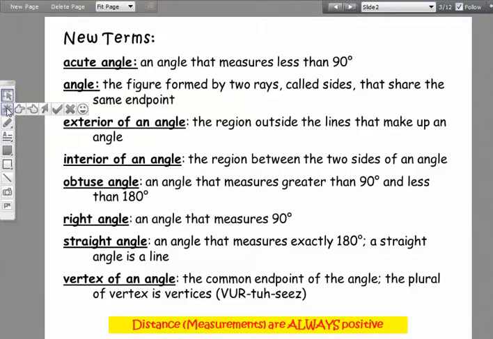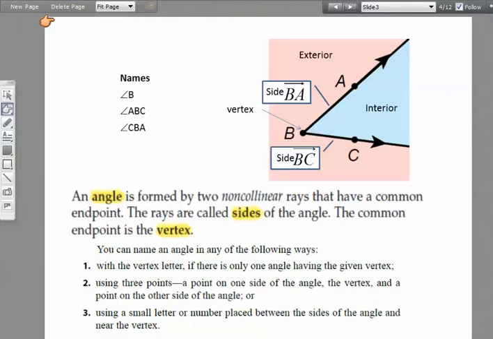Here are some new terms that you're going to be seeing in this lesson: acute angle, angle, exterior of an angle, interior of an angle, obtuse angle, right angle, straight angle, and the vertex of an angle. And as you can tell, it's all about the angles. Alright, let's look and see what we've got going here.